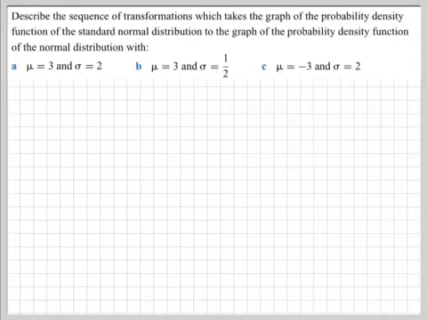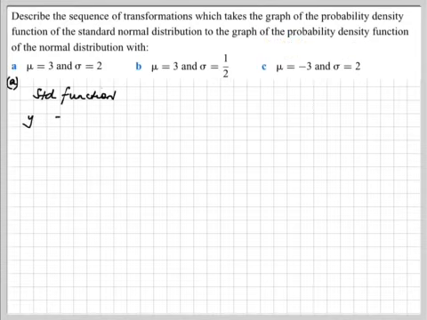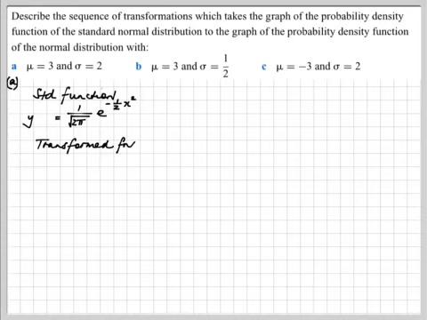Good. Now we've got transformations throughout the nation, guys. Describe the sequence of transformations which takes the graph of the probability density function of the standard normal distribution to the graph of the probability density function of the normal distribution with those parameters. This one here, mu is 3 and sigma is 2. This one here, mu is 3 and sigma is a half. This one here is mu minus 3 and sigma is 2. Here's your standard function for reference, and here's the transformed one. That's the general version of it.